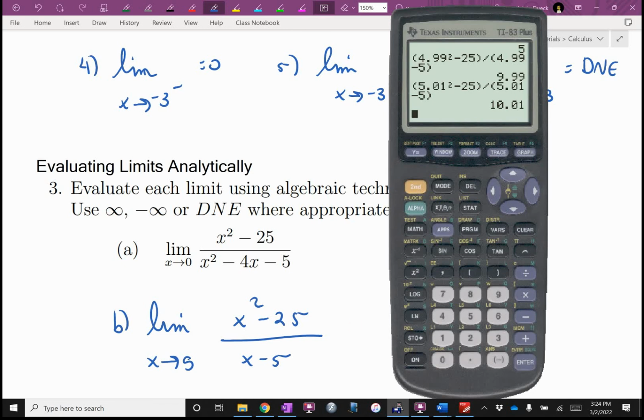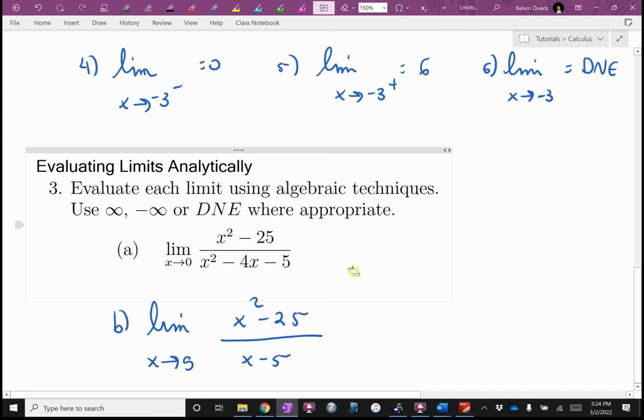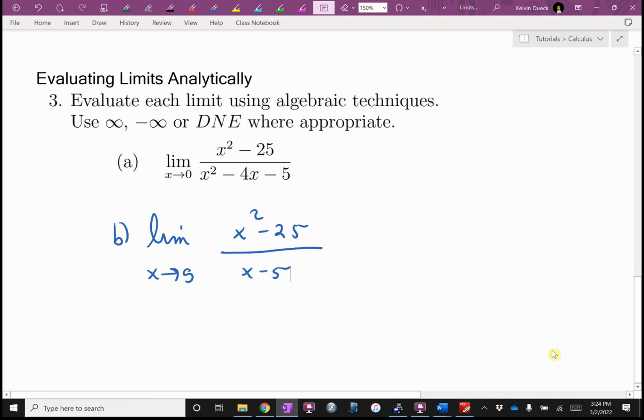Okay? How would I evaluate this one algebraically? What would I do? Looking for a word that starts with letter F. I'm going to factor. Okay?